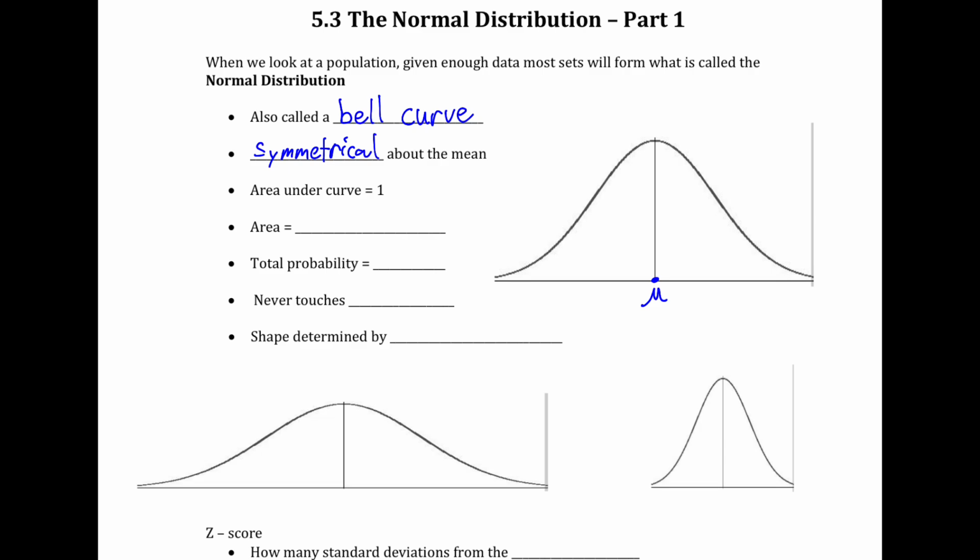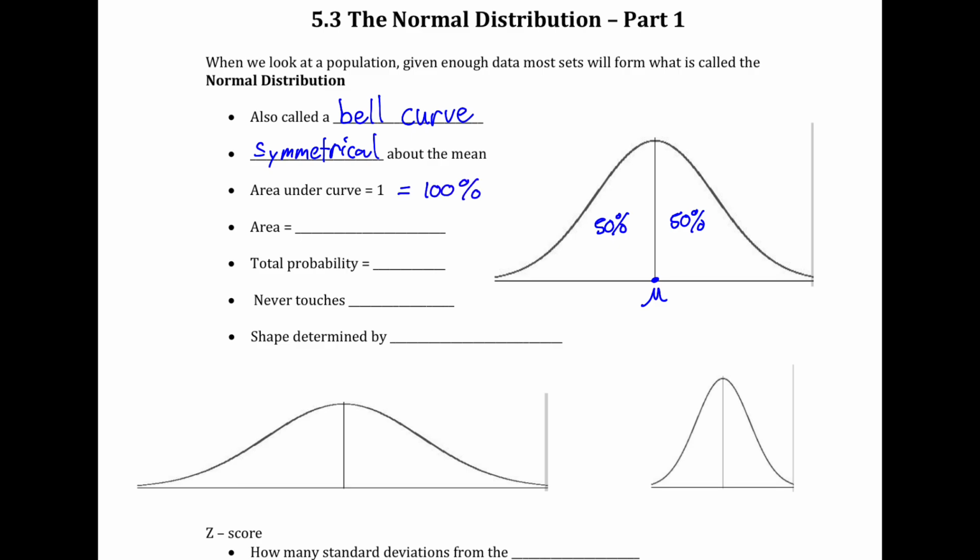Do you guys remember what symmetrical means? The same. So, what it means is there's 50% of the curve on this side, and 50% of the curve on the other side. So there's exactly half on both. So the total area under the curve always equals 1, or 100%.